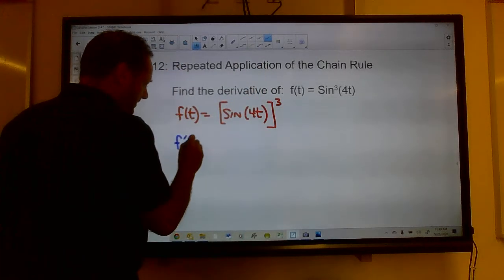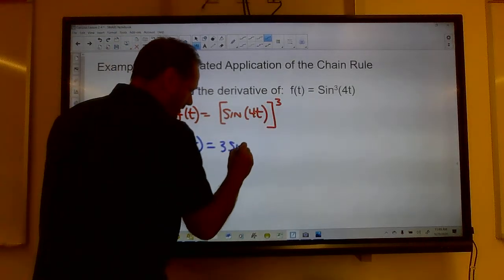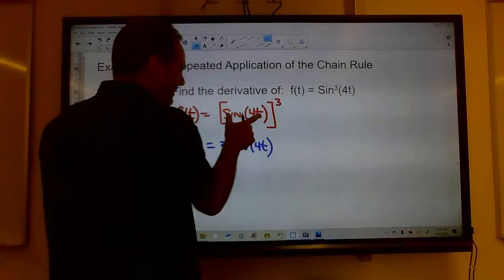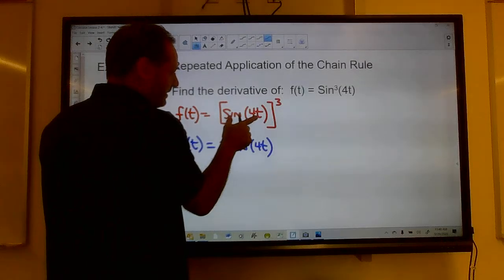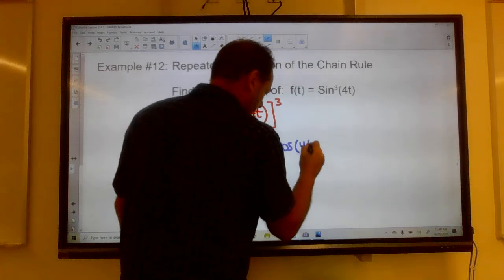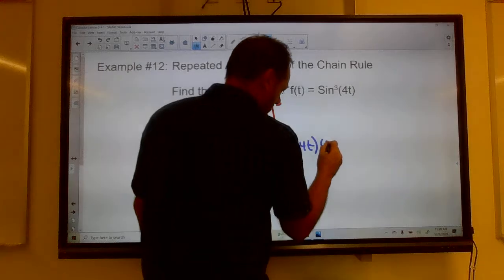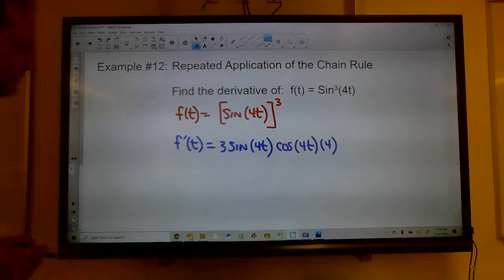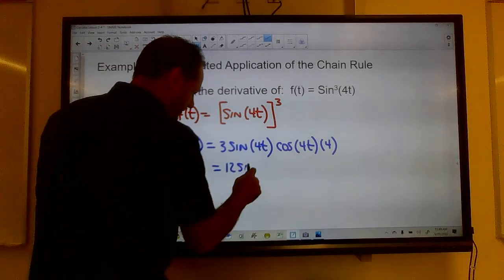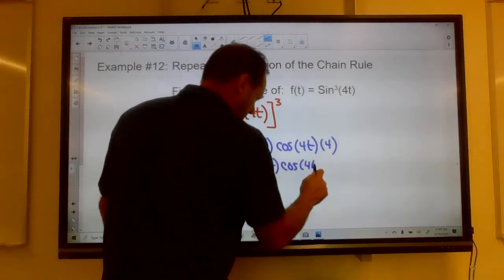So then f prime of t, 3 times 1 is 3 sine of 4t times the derivative of the inside. Well, the derivative of sine of 4t is going to be cosine of 4t times the derivative of what's inside there, which is 4. So I can take this 4 out in front with the 3. That's going to be 12 sine 4t cosine 4t.